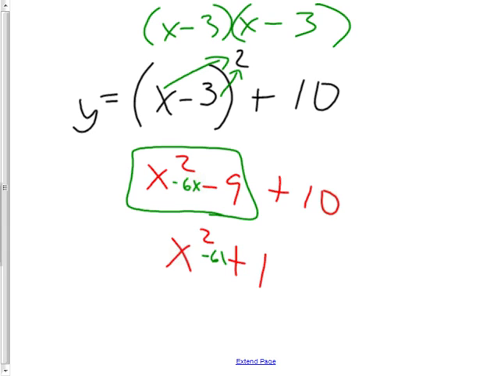Oh, you're right. That's a +9, not a -9. Good point. Thank you. And so then that +9 and the +10 makes +19. And there is my right final answer. I'll give you another one that's a little cleaner. Everybody try this one.